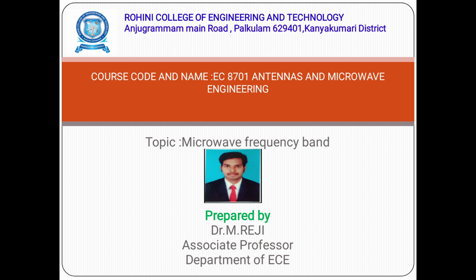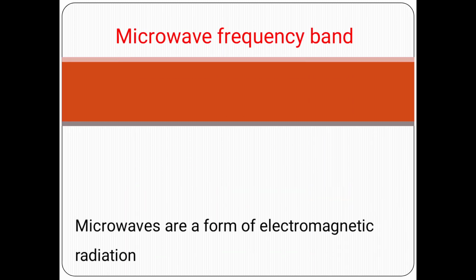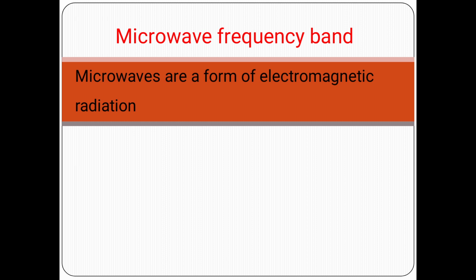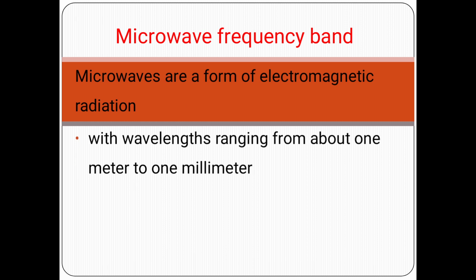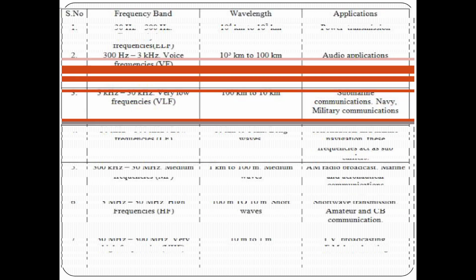Today we are going to discuss microwave frequency band. On completion of this topic, students will be able to define the EM spectrum and the applications of microwave frequency. Microwaves are a form of electromagnetic radiation with wavelength ranging from 1 meter to 1 millimeter and with frequency between 300 megahertz and 300 gigahertz.